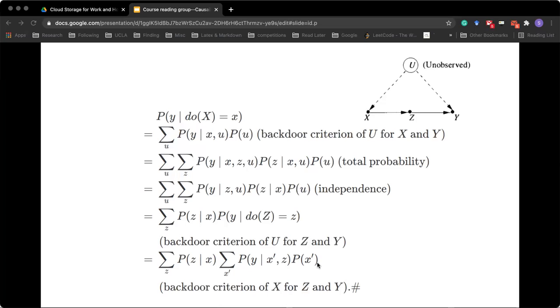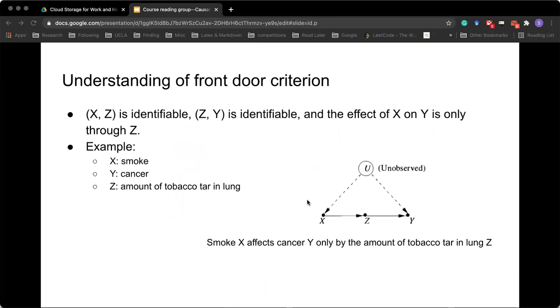But up to here, it's maybe still not that clear why this front door can make the causal effect identifiable. So here is one straightforward intuitive explanation and one example. Because in this causal graph, we know that the causal effect of X on Z is identifiable, right? And for Z and Y, if we just use the backdoor criteria, it is also identifiable, because we can condition on X to do that.